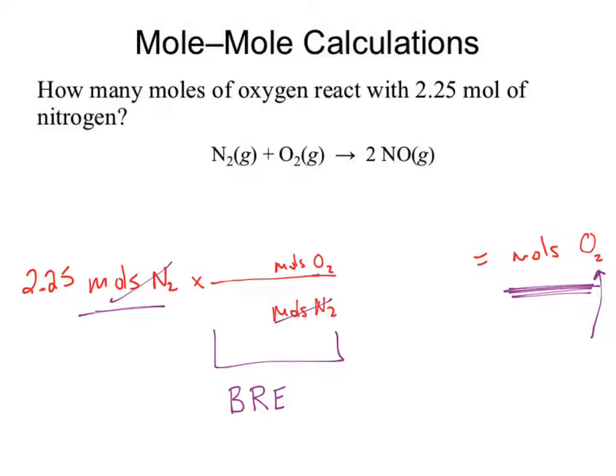So, Jake/BRE. What are the numbers that go into our unit factor then? No, seriously, what are the numbers that go into our unit factor? We'll take the numbers from our balanced equation, 1 and 1. And as someone astutely pointed out, that is the exact same. We would end up with 2.25 moles of O2 to react.